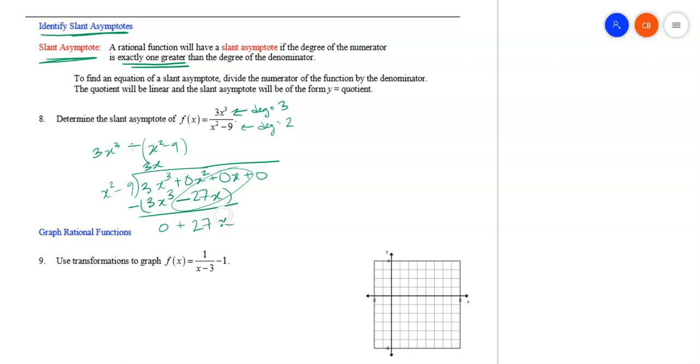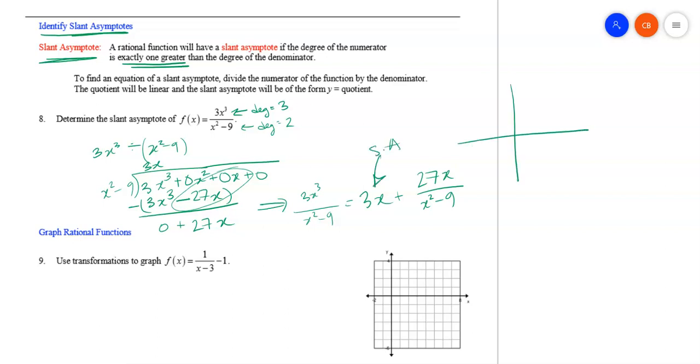And the degree now of the remainder is smaller than the degree of the divisor, so what we end up with is actually our answer, that whenever we divide these, 3x cubed over x squared minus 9, we get a quotient of 3x, and then we have a remainder of 27x over the divisor from before, which was x squared minus 9. And so this linear piece, this quotient over here, this is the slant asymptote.